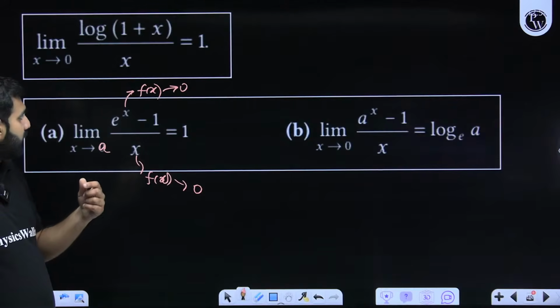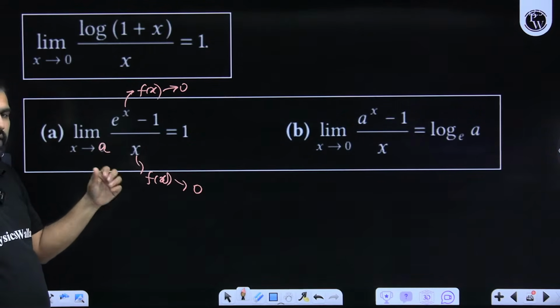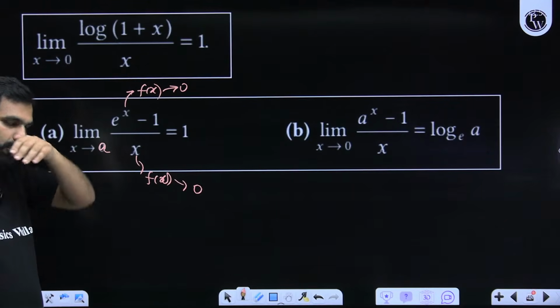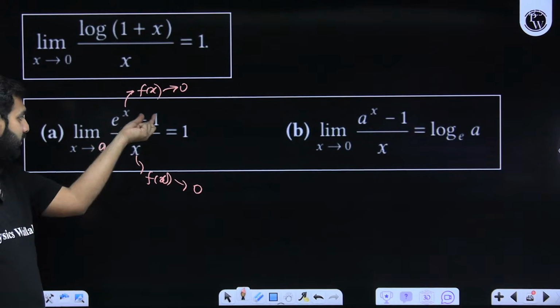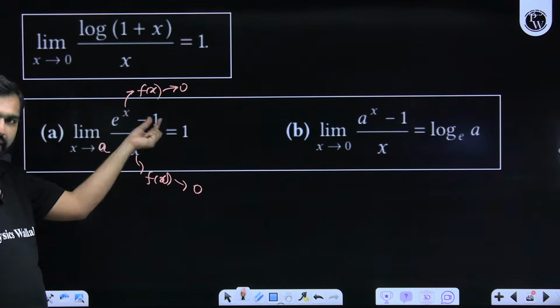Salesh is saying e to the power x minus 1. Yes, e to the power x minus 1, right? What were you suggesting? Are you suggesting a solution or a correction? So with that, e to the power x minus 1 upon x. I hope you got that point. So this is e to the power 0 minus 1 upon 0.